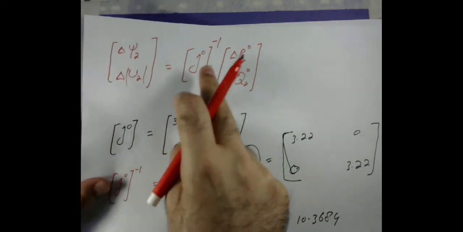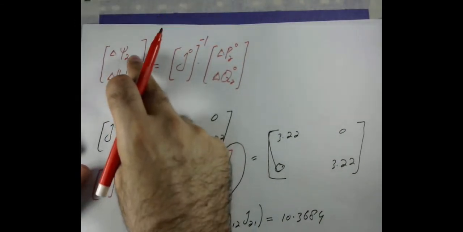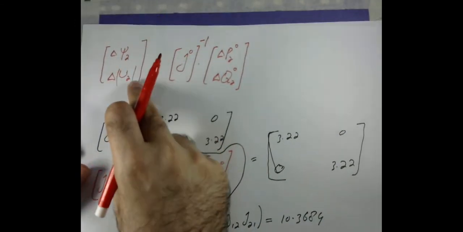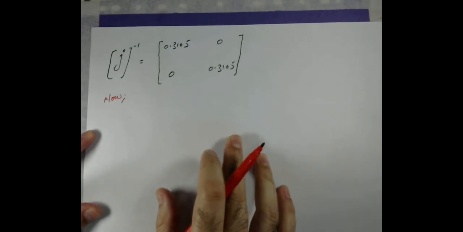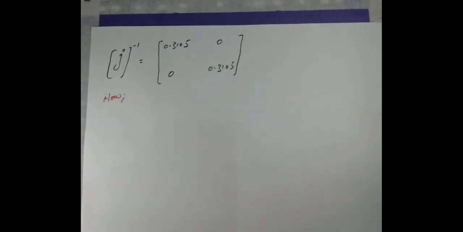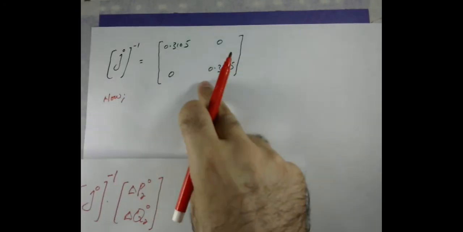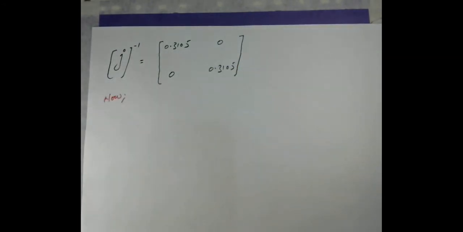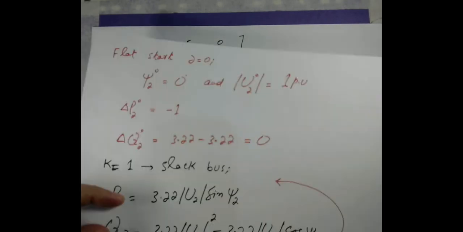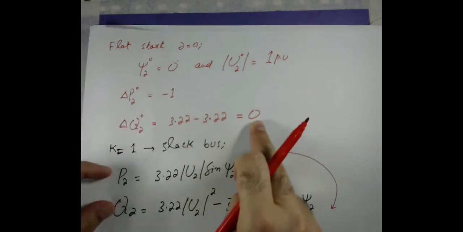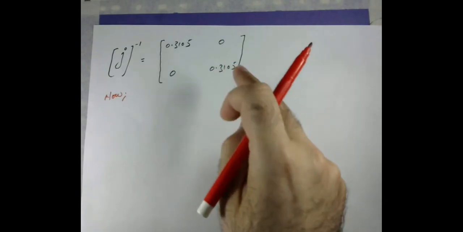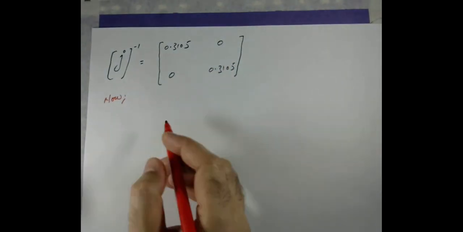So now, just putting the values and taking the product, we will know the error in the angle as well as in the voltage. Writing it in this form, this is the Jacobian inverse, which is this matrix, and the power mismatches we have calculated before. The power mismatch for the active power was -1, and for the reactive power it was 0. So now we know the inverse of the Jacobian matrix.